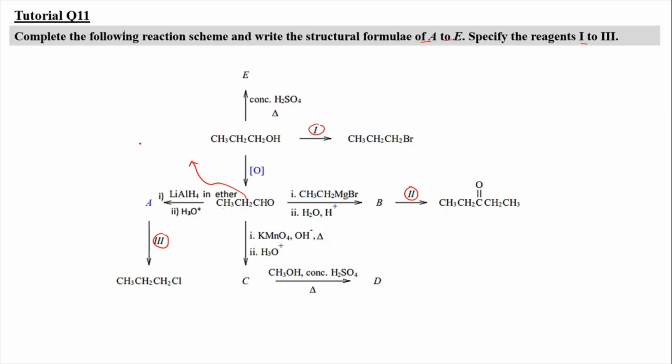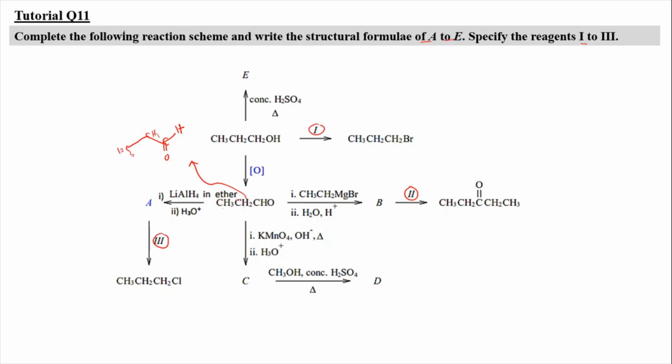Okay, so if you were to expand or draw the skeleton structure, you're going to have CH3, CH2, and then the aldehyde here. Okay, so don't misunderstand it as an alcohol. This is not an alcohol, this is an aldehyde. So it's going to be CH2 and CH3 here. Okay, so be very careful.